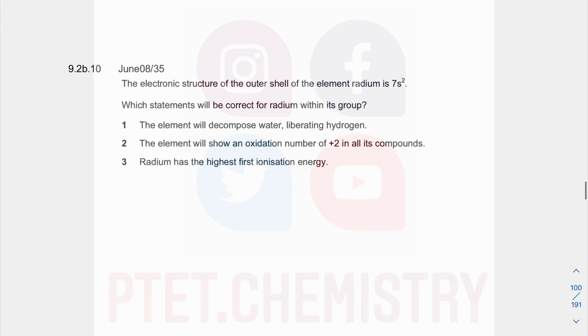This is the last question of this 5-question series. So we have this electronic structure of the outer shell, or what they call the valence shell, of radium. So radium is just below barium in the periodic table. So you are in n equals 7, so you're in the 7th shell, you're in group 2, you're in the s subshell, and that's why you have s2. Which statement will be correct for radium?